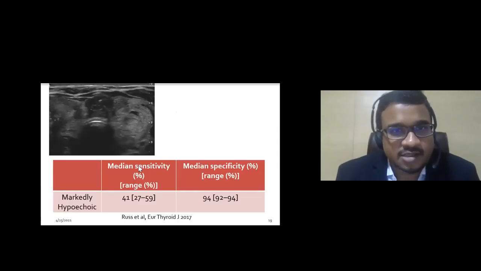So this is another markedly hypoechoic nodule here. The markedly hypoechoic nodules have less sensitivity, but their specificity is usually more than 90% in predicting malignancy.